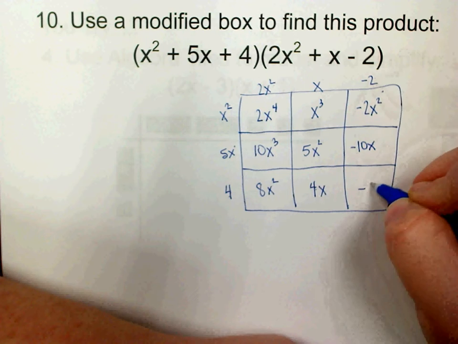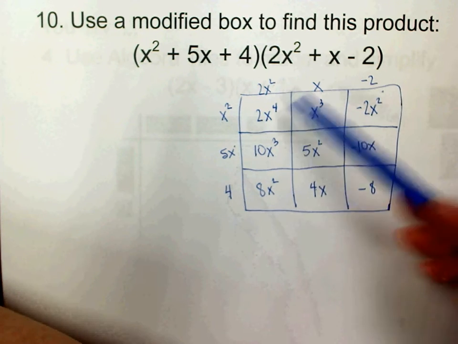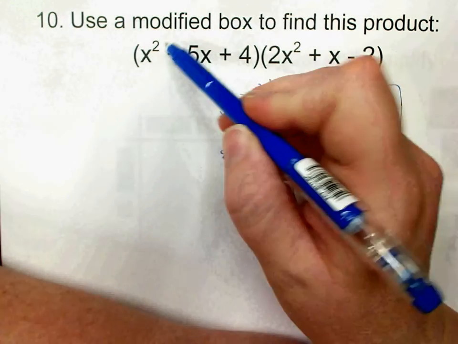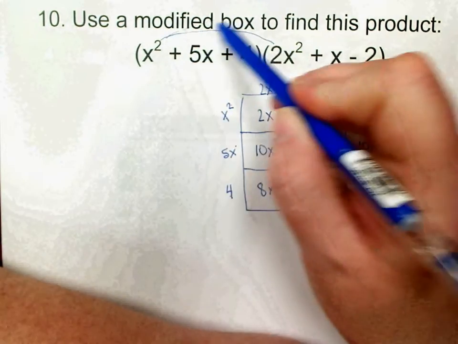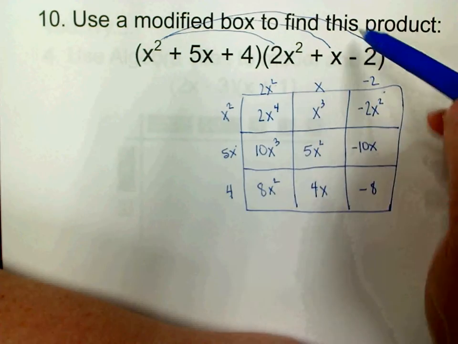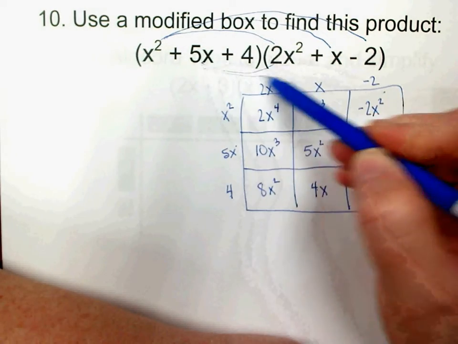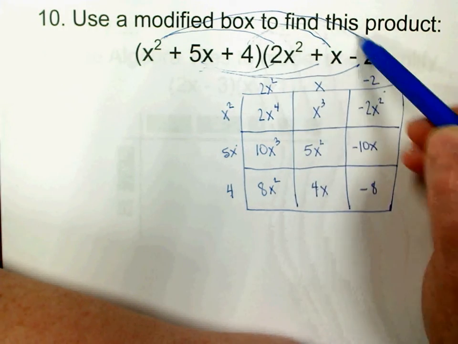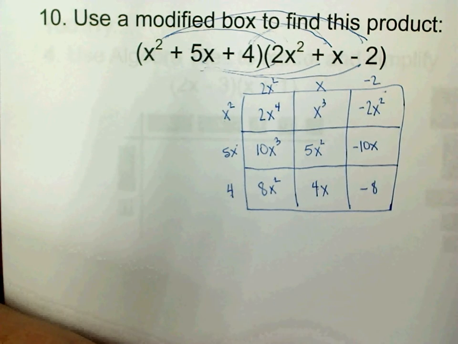So there's all 9 terms for the 3 by 3. You could also use the distributive property to distribute the x squared, then distribute the 5x, but then you would have to also distribute the 4. So there's what all 9 terms would come from in the distributive property.